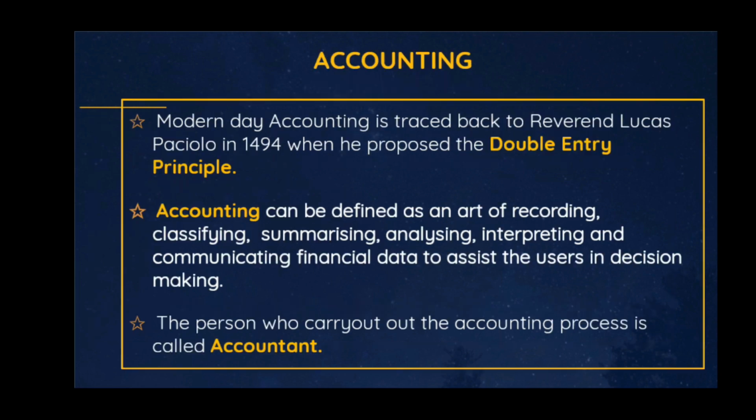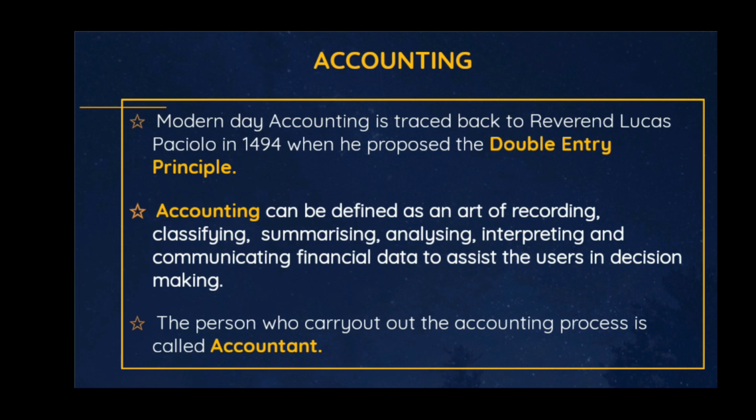Let's look at accounting. The modern day accounting can be traced back to the Reverend Luca Paciolo in 1494, who propounded the double entry principle. The principle states that for every debit entry, there must be a corresponding credit entry, and for every credit entry, there must be a corresponding debit entry. And that principle that was propounded by Reverend Luca Paciolo till today remains the basis of accounting. That is the reason why it is generally believed that Reverend Luca Paciolo is the father of accounting.